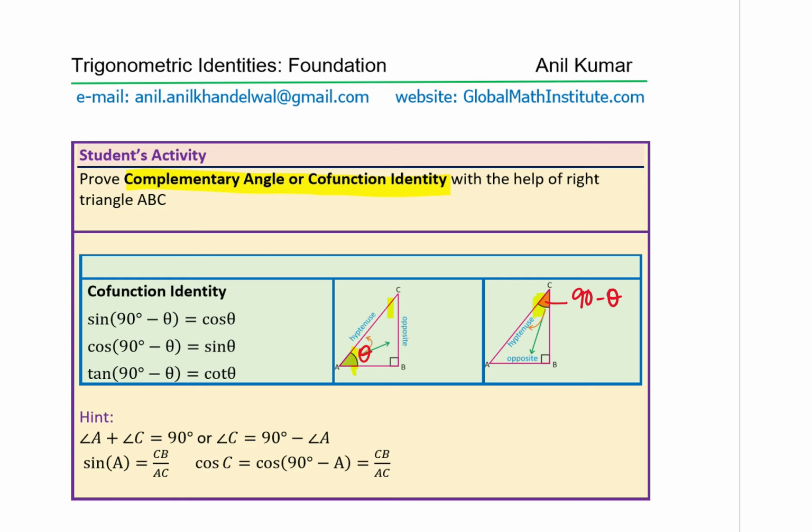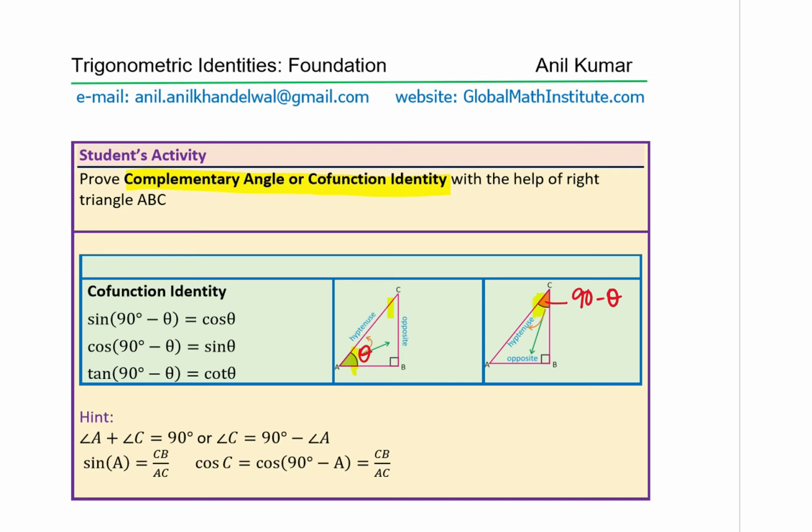However, when you look from the other side, adjacent becomes opposite, opposite becomes adjacent, things flip. And therefore, you can say sine of 90 minus theta is cos theta, cos of 90 minus theta is sine theta, tan of 90 minus theta is cotangent theta, because they flip, correct? So that is the hint for you, and that is how you could do it.